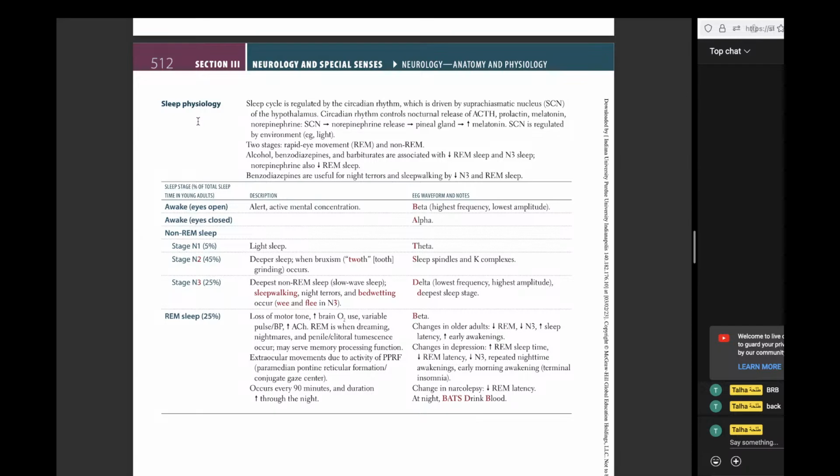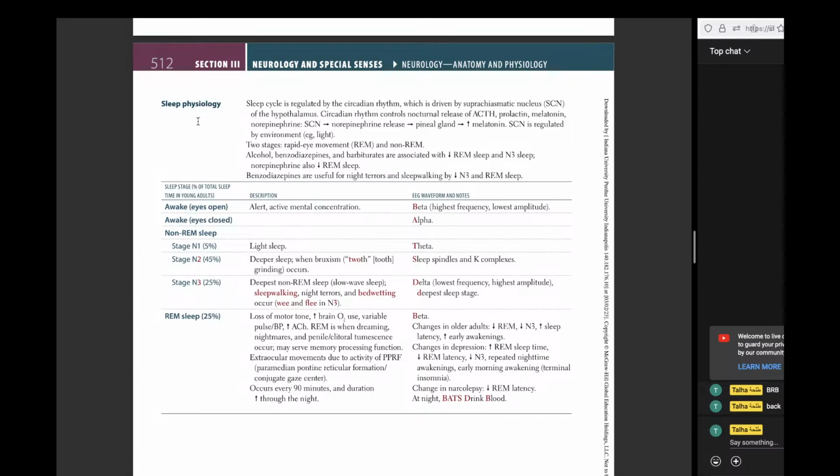Sleep stage, percent of total sleep time in young adults. So awake, eyes open is beta waves. Awake, eyes closed is alpha. Then for non-REM sleep, stage N1 is theta. Then stage N2 with sleep spindles and K complexes. It's when bruxism, tooth grinding occurs, and it's deeper. And then N3 is the deepest non-REM sleep. It's delta waves. Deepest stage delta, so D for delta, D for deep. This is when you get sleepwalking, night terrors, and bedwetting.